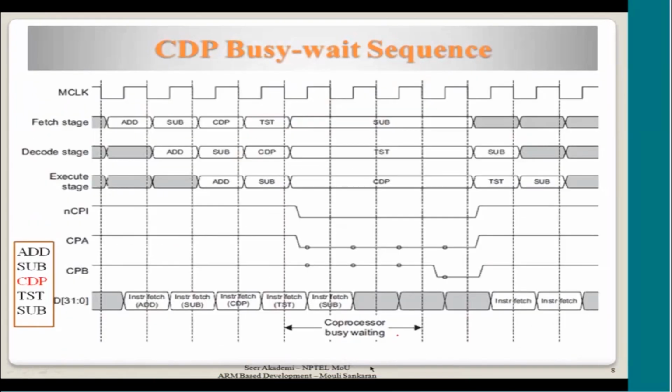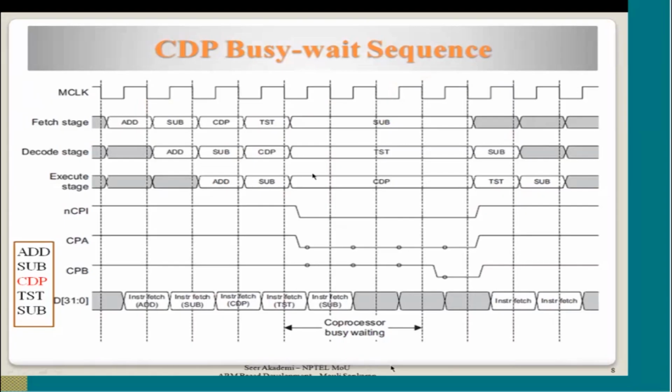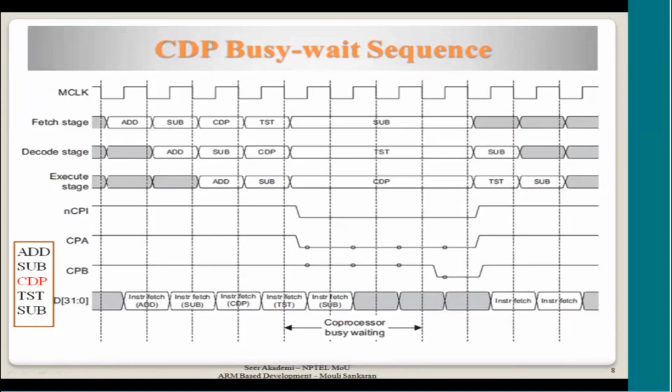Now this looks very complex, but it is very easy to understand. This M clock, all of you are aware, is the main clock. These are the different instructions in the pipeline. This is the fetch stage of the pipeline. This shows ARM's pipeline.